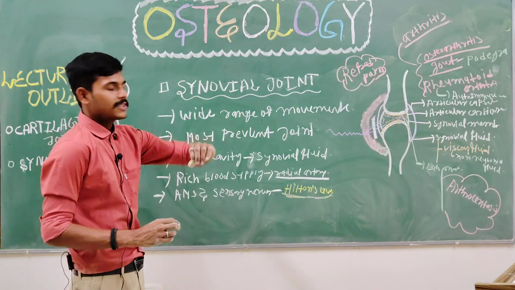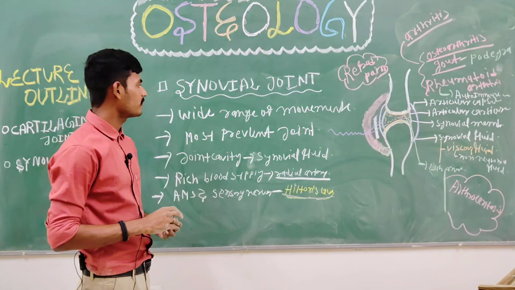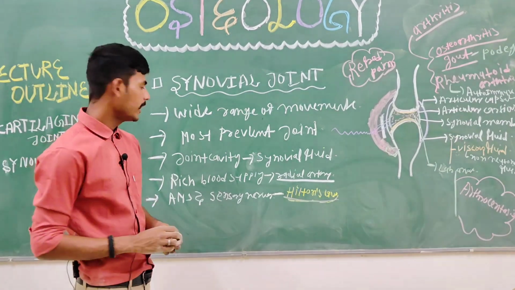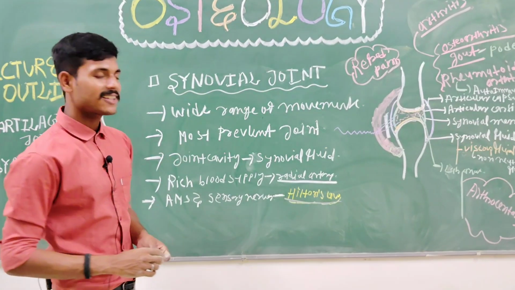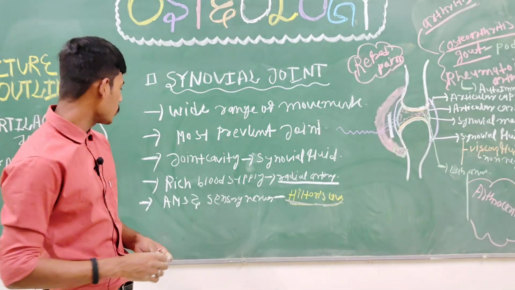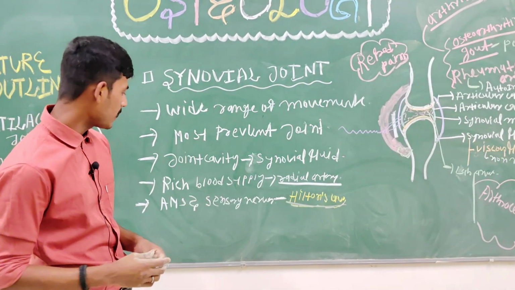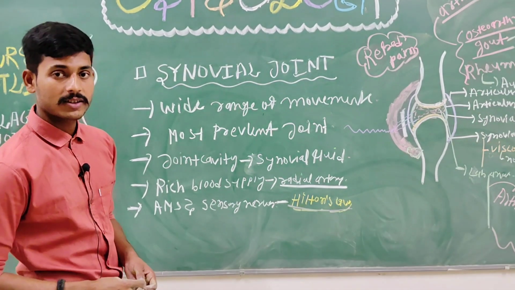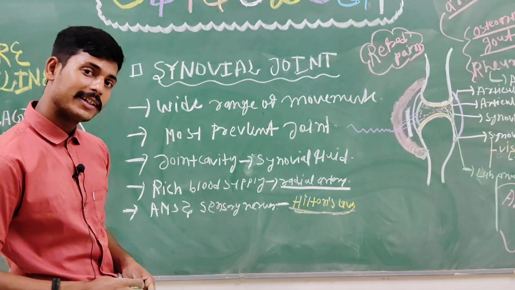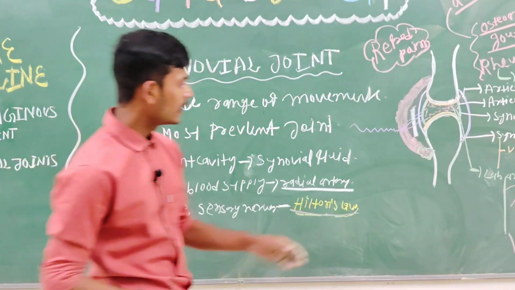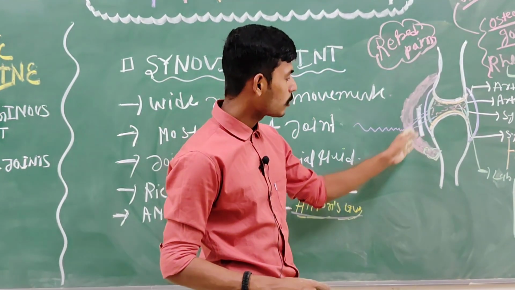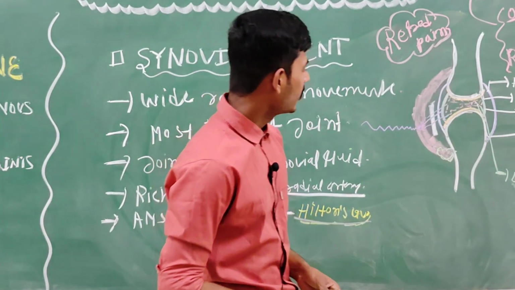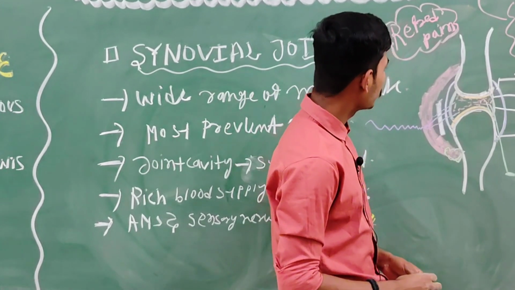This synovial joint, we said, is a famous joint for two reasons. First of all, it provides a wide range of movement, okay. Second, it is the most prevalent joint in the human body, okay. It is characterized by a joint cavity along with synovial fluid, and there is a rich blood supply. About the innervation, there is autonomic nervous supply also, and there is Hilton's law. That law says that the nerves supplying the muscles also give nerve endings to the synovial membrane, okay.